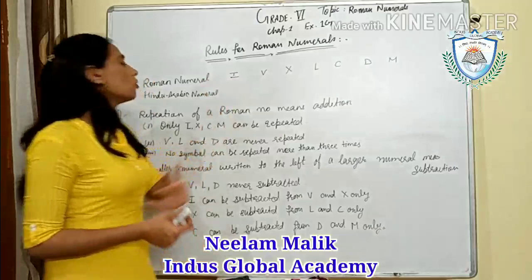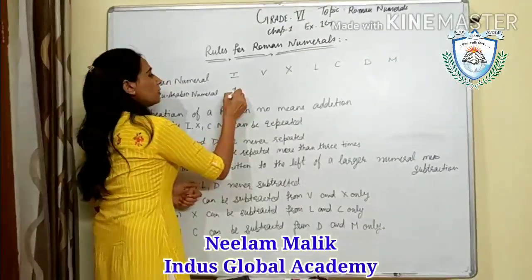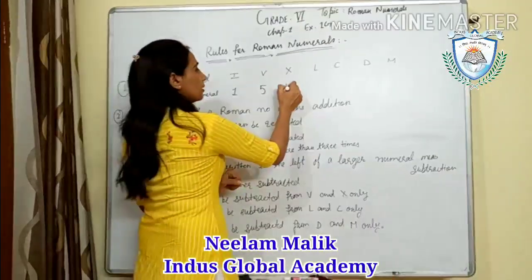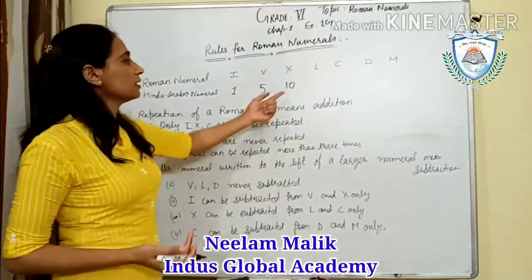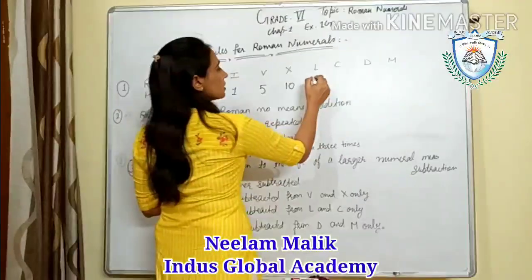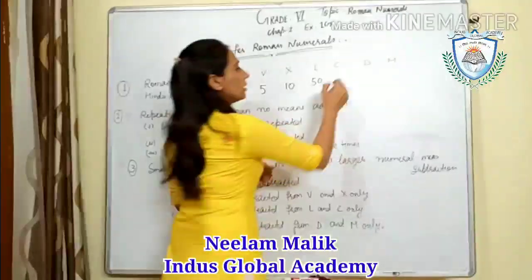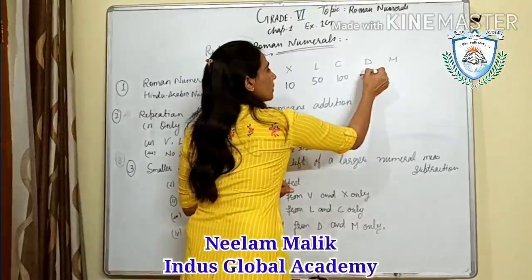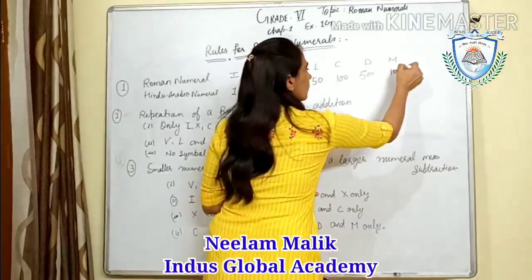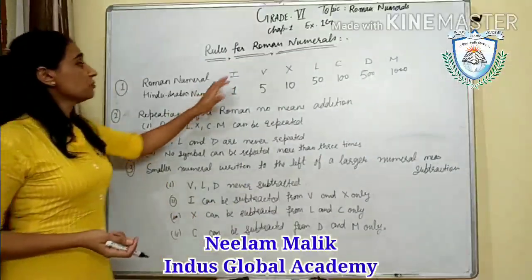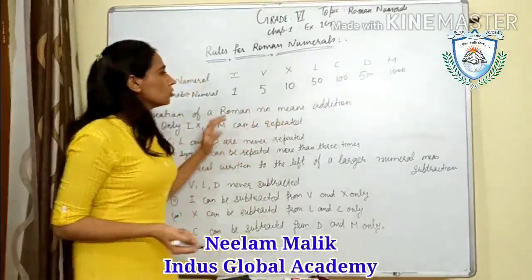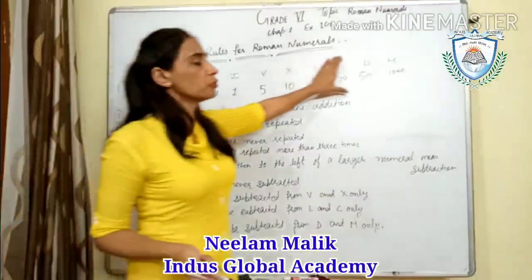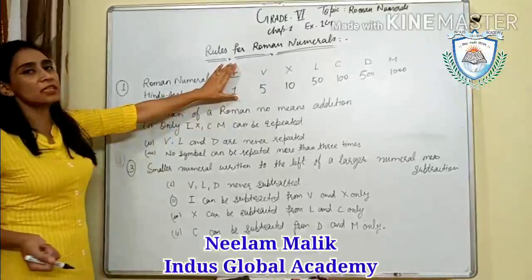In the Roman numeral, I means 1. V means 5. X means 10. Means if we have to write 10, then we will write only X. And L is our 50. C means 100. D means 500. M means 1000. So there are 7 symbols and each symbol has a different value. This is our first rule or step: values are mentioned for these symbols. We have to learn these values.